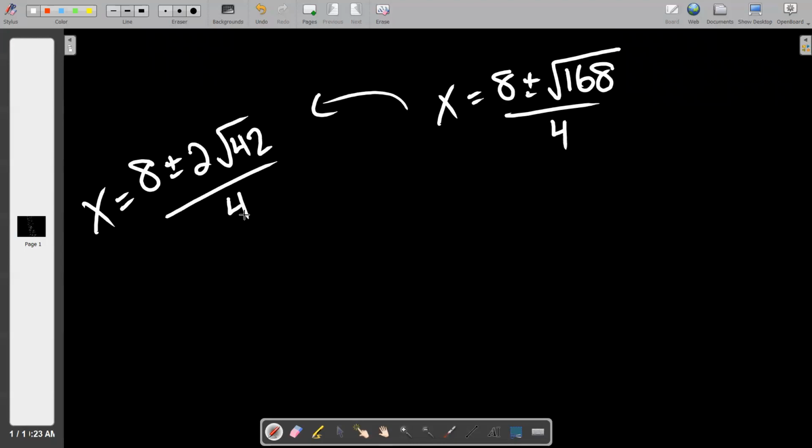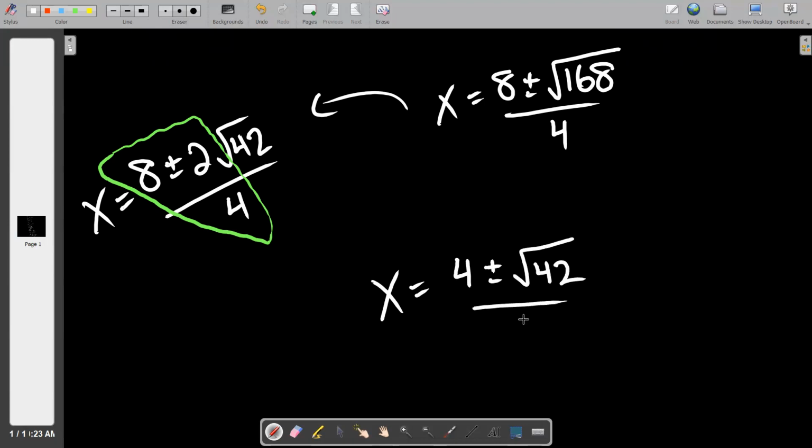And then you draw, you don't have to draw it, but I draw it because I do this trying to get things to be visual for people. The triangle there, call it whatever you like. All numbers inside that triangle can be divided by 2. So our final answer is going to be x equals what? 4 plus or minus the square root of 42 over 2. Perfecto.